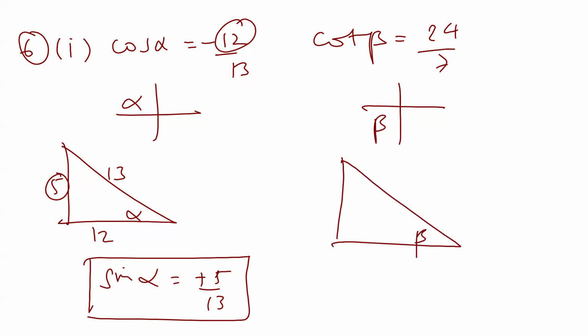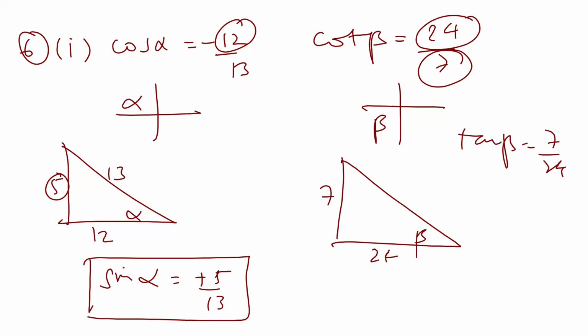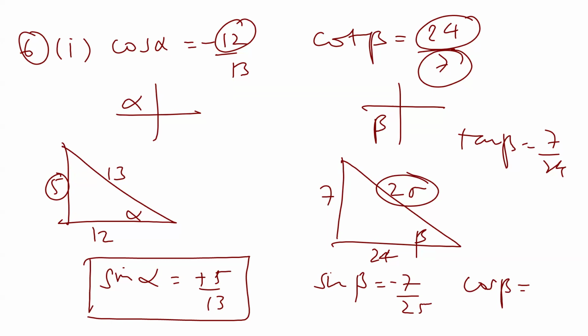This is beta. Cot beta is this, so tan beta is 7 upon 24, opposite upon adjacent. So the hypotenuse by Pythagoras theorem will be 25. So calculate sin beta. Sin beta will be 7 upon 25 with a negative sign because it's a third quadrant. Cos beta is equal to minus 24 by 25. Third quadrant.